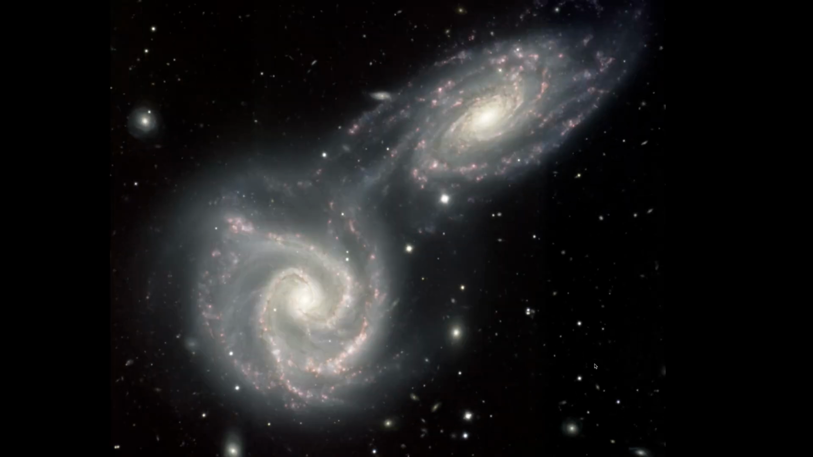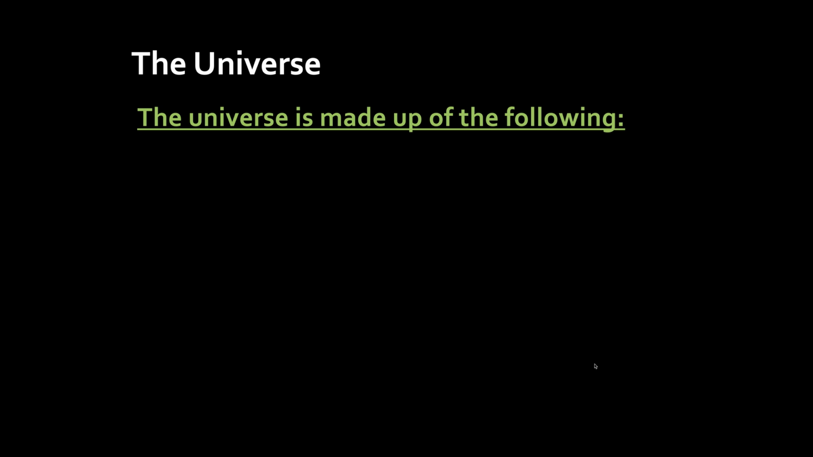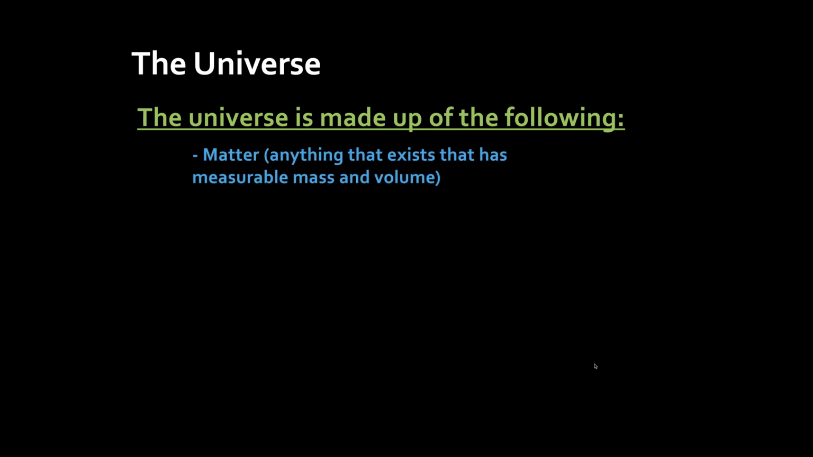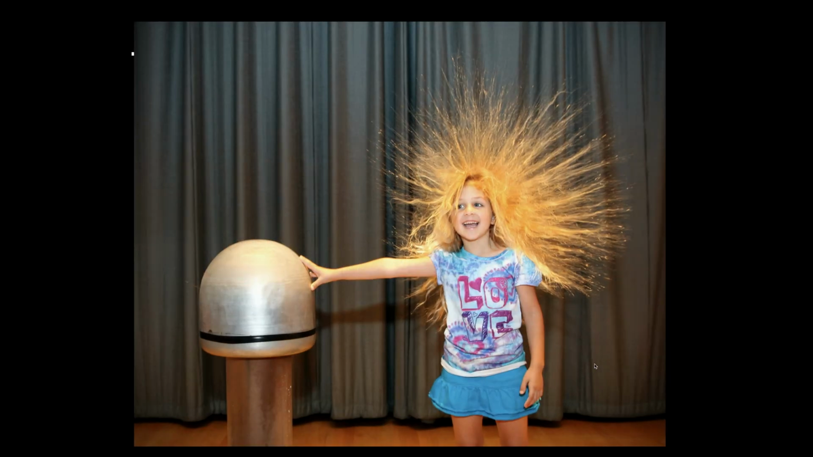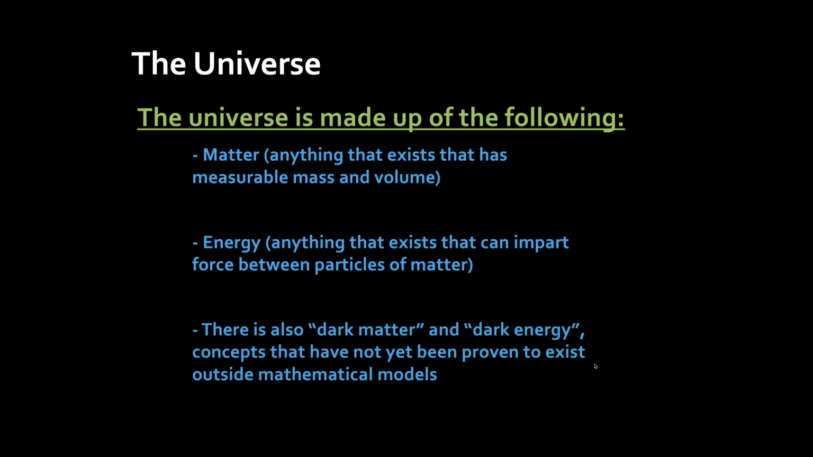The universe, which is rather large, is made up of the following materials. We have matter, which is anything that exists with measurable mass and volume. Your room, for example. Energy is anything that exists that can impart force between particles of matter. For example, making matter able to move from one place to another. This is the power of electrons moving hair as far apart as possible because the individual hairs are charged negative. And there is also dark matter and dark energy. We're still not 100% sure about either of those yet, so we're not going to really discuss it any further.